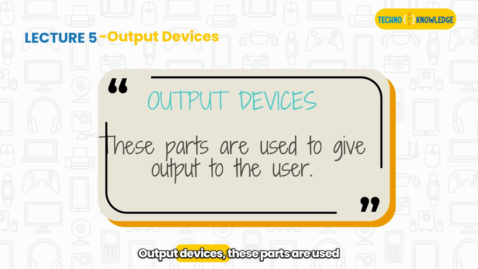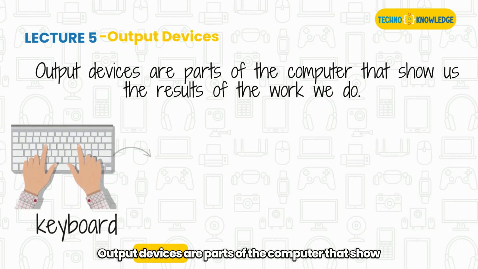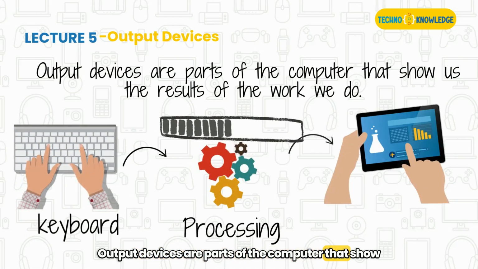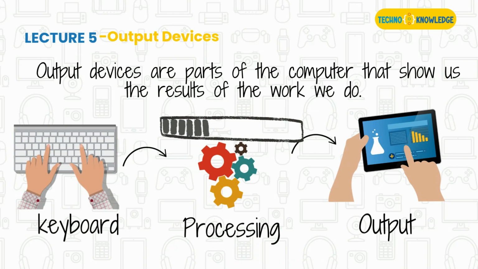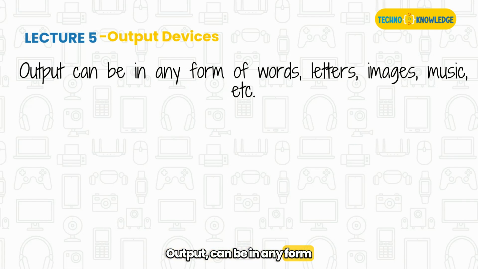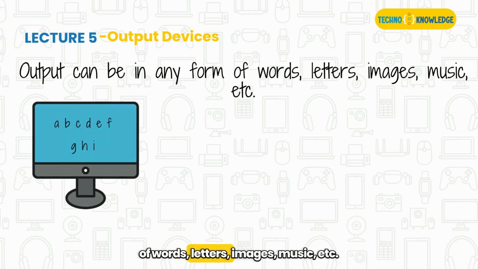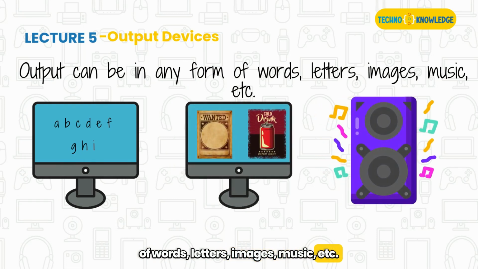Output devices. These parts are used to give output to the user. Output devices are parts of the computer that show us the results of the work we do. Output can be in any form of words, letters, images, music, etc.